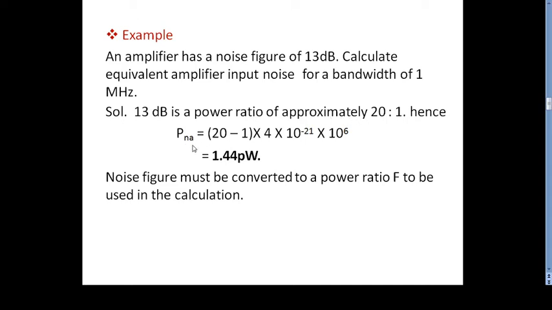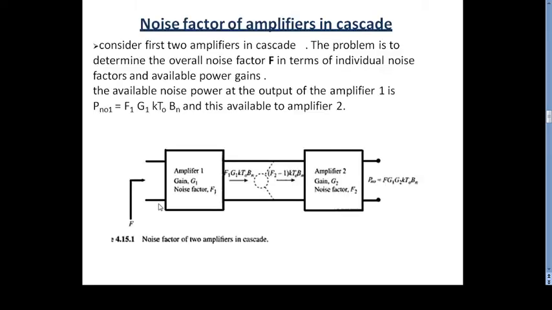we can calculate the noise power at the amplifier. So (20 minus 1) times 4 times 10 to the minus 21 times 16, so 1.44 picowatt. So the noise figure must be converted into a power ratio factor to be used in calculations. So, noise factor of amplifiers in cascade.